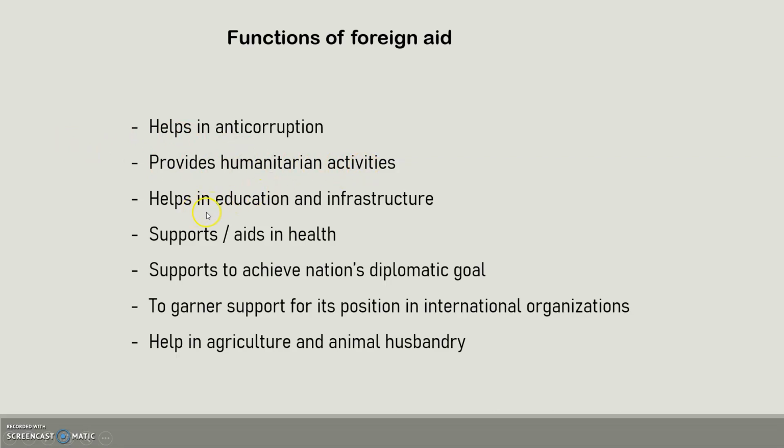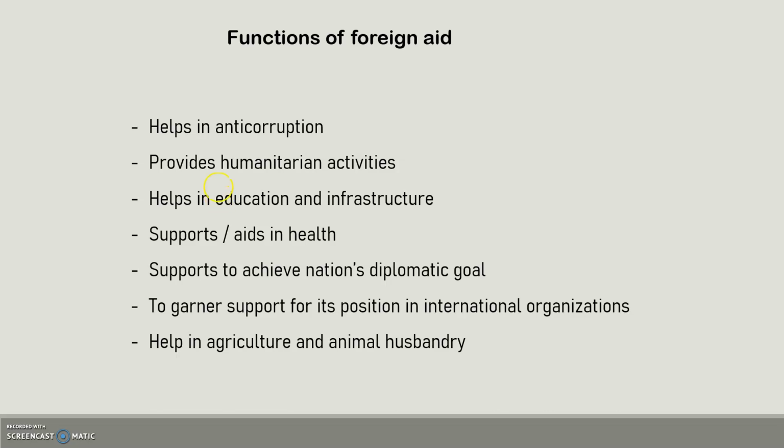Helps in education and infrastructure. They help the recipient country, or the receiving country, in education and infrastructure. They help in health. Some of the donor countries help by giving medicines to the receiver country.